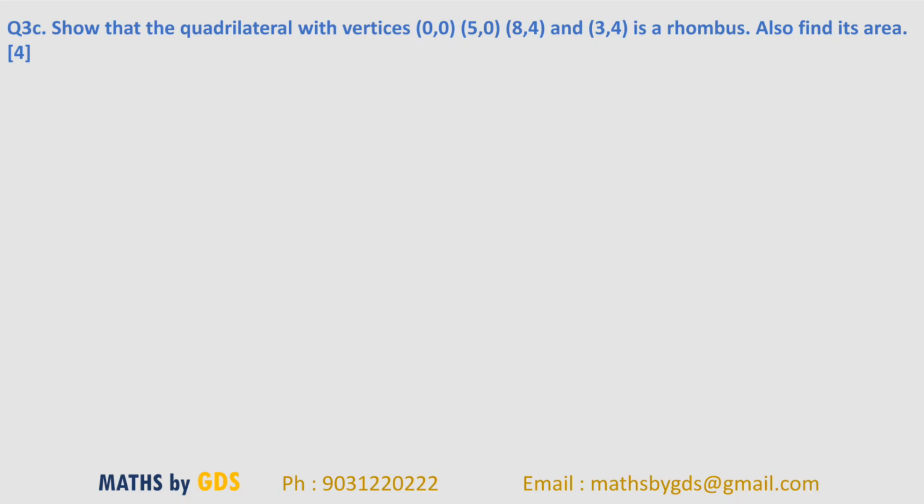Next, show that the quadrilateral with vertices 0, 0, 5, 0, 8, 4 and 3, 4 is a rhombus. Also find its area.